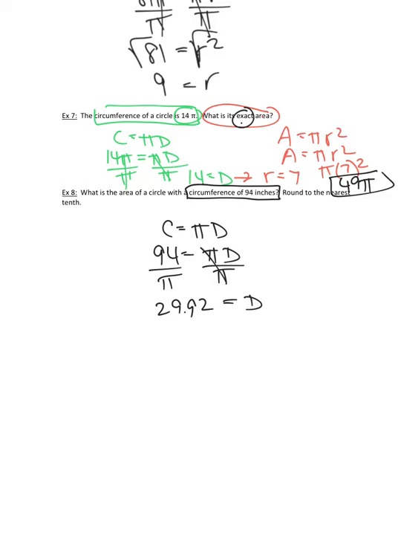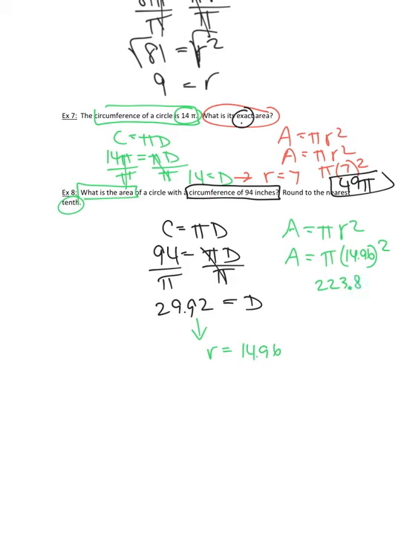Okay, then it says what is the area. So I need to go to the area formula. A equals pi r squared. A equals pi times, now if my diameter is 29.92, then my radius is half of that. So I'm going to divide that by 2, is about 14.96. I'll round to the tenths place at the end. Right now I'm just rounding it a couple of places out, and I'm going to have to square that. So I'm going to go on my calculator and hit squared. That's going to be 223.82 pi.